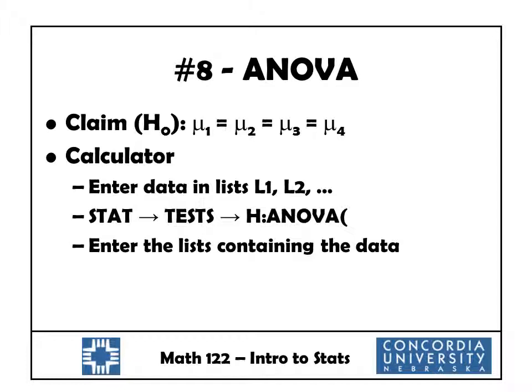And this is one that we did strictly on our calculator. We entered the data in lists L1, L2, up to however many lists of data we had, and we chose the option H, ANOVA. That pasted the ANOVA command back at the blank home screen, and then we entered the names of the lists containing the data, L1, L2, etc. And then that gave us a p-value.